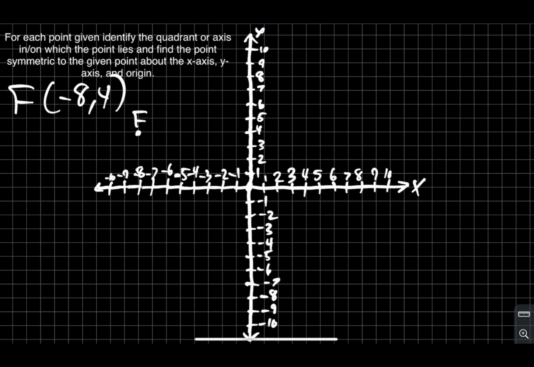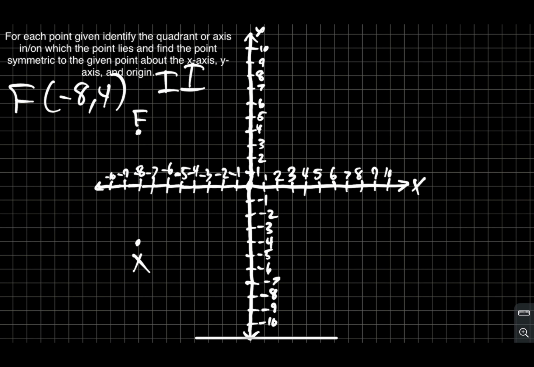Now, for point F, which quadrant is point F in? Point F is in your second quadrant. Now, we need to find the point symmetric to F about the x-axis. That means we have to change the y value. So the symmetric point called x is going to have the coordinates of -8, -4. Remember, we keep the x value the same, but we change the y value whenever we're trying to find a point symmetric to another point about the x-axis. So that point is going to be right here. That's going to be point x.